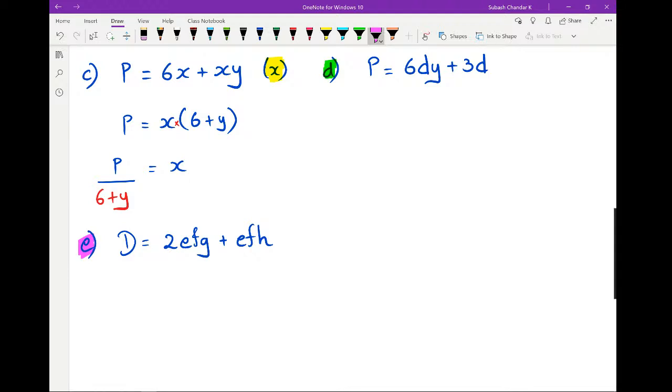All right, so I'm going to go through question D now. So with D, what I'm noticing is I've got D as a common factor in both of the terms, which means I've got to take D out. And when I take D out, I'm going to get 6y plus 3. And then at this point, because 6y plus 3 is getting multiplied by D, I can move 6y plus 3 to the other side, which means I'm going to end up with P divided by 6y plus 3 equals D.